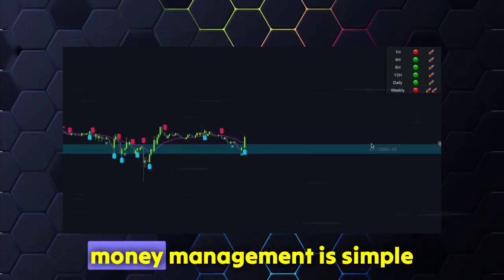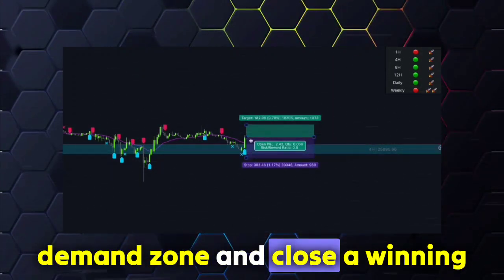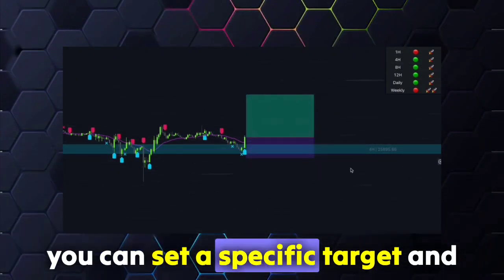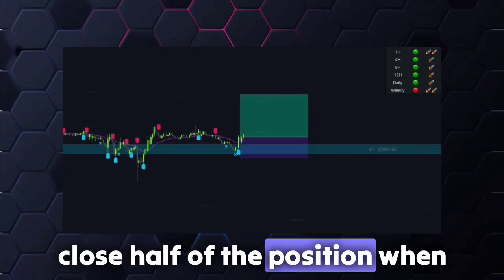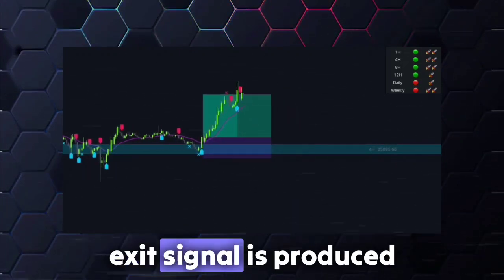The strategy's money management is simple. Place the stop loss below the demand zone and close a winning trade on the exit signal. Alternatively, you can set a specific target and close half of the position when the price reaches it. Another half will run until an exit signal is produced.